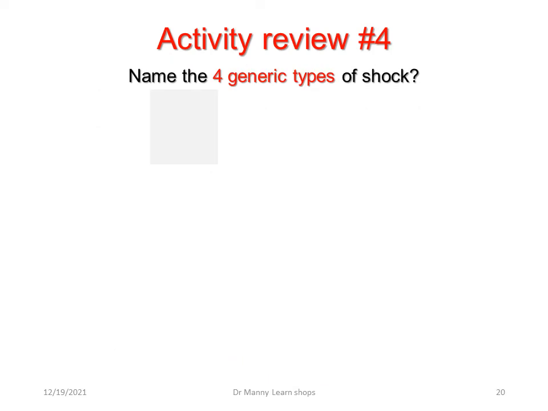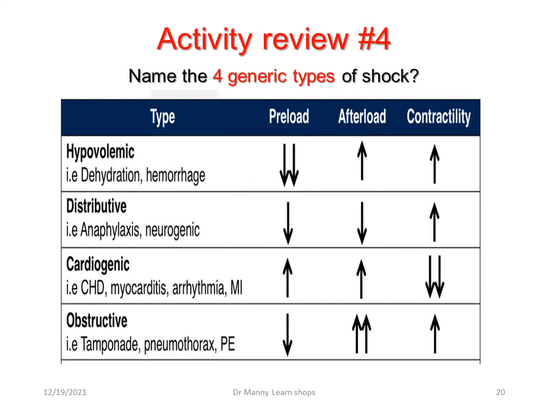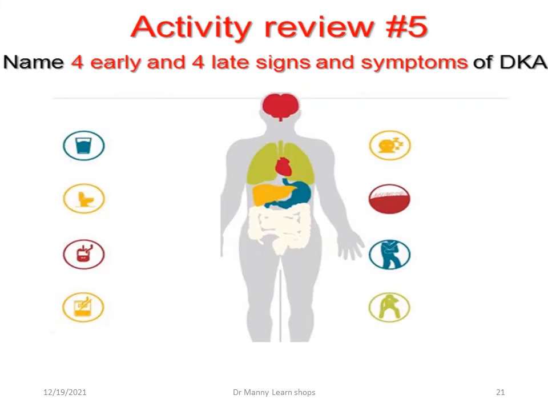Name 4 generic types of shock, and these are hypovolemic, distributive, cardiogenic, and obstructive. Can you remember 4 early and 4 late signs and symptoms related to diabetic ketoacidosis? Images should give you some clue.